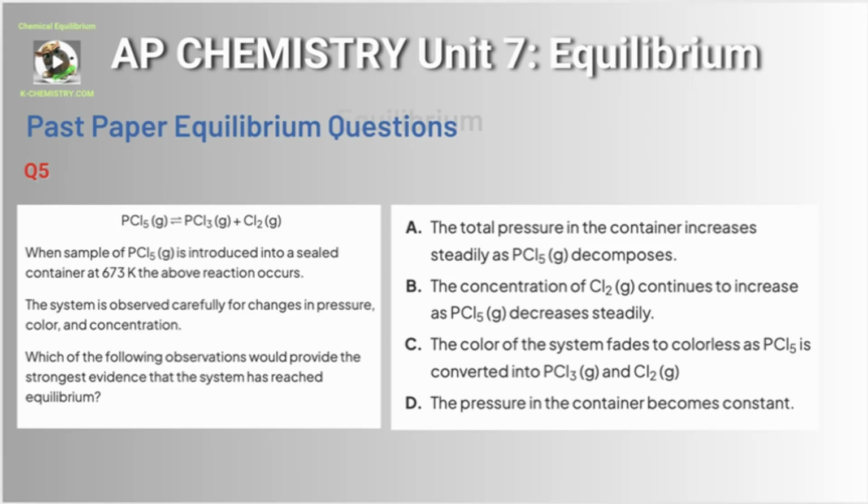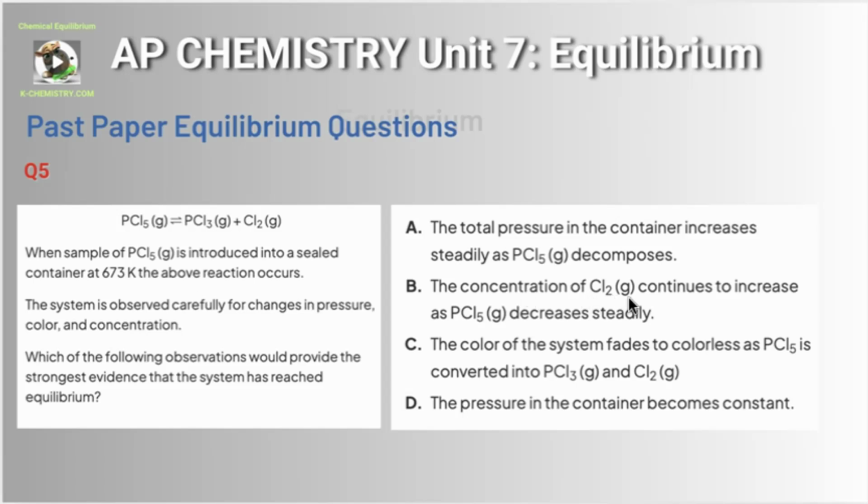Is it A, the total pressure in the container increases steadily as PCl5 decomposes? If the pressure is increasing, how come this will be equilibrium? Increase in pressure tells us the system is still shifting towards the products, right? It's decomposing, which means still making products. The rate of the forward reaction is still faster than the backward reaction, I mean, not equal to the backward reaction. So this means that there is no equilibrium.